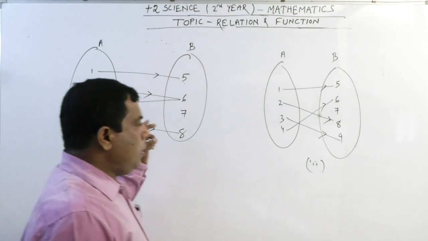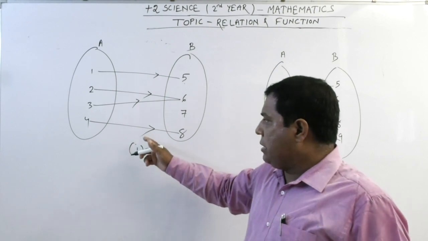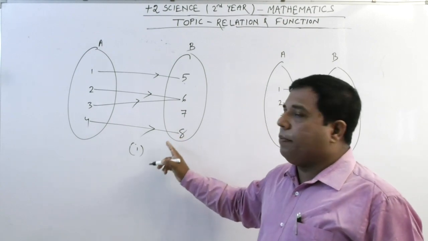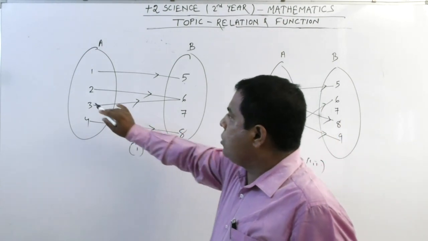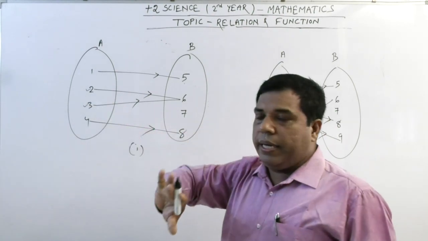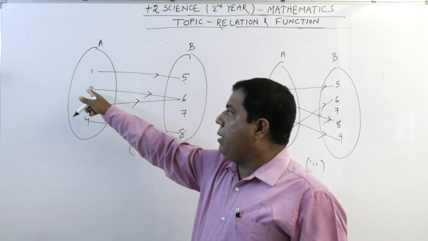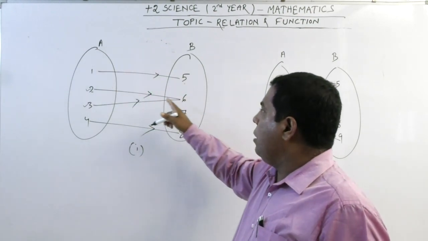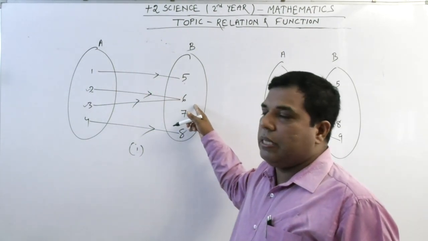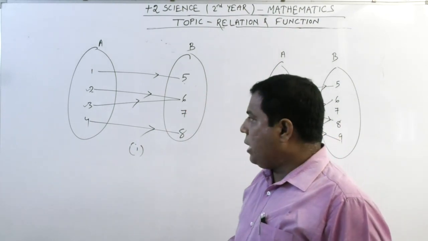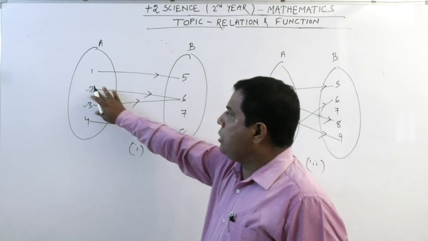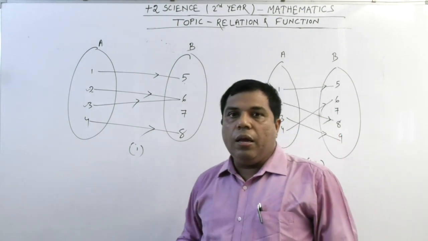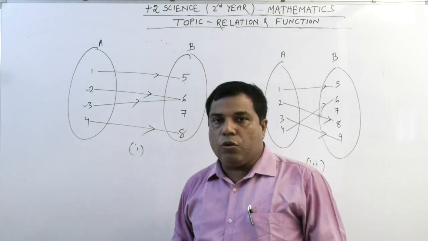Are we clear that the diagram in picture 1 is not representing a one-one function? Why? Because these two are different elements. 2 is different from 3. They belong to set A, the domain set, but they do not have distinct images. They have a single image. So if distinct elements have a single image, the function is not said to be one-one.